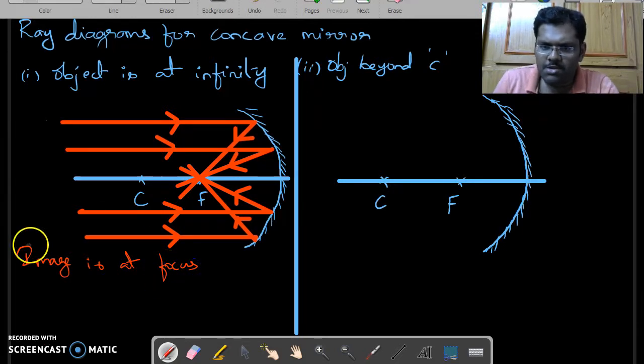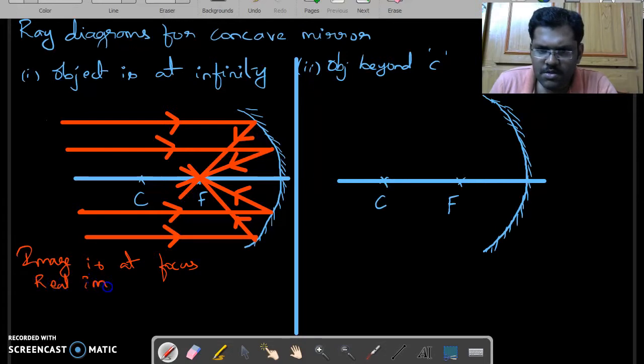The type of image we form here is real, inverted, and highly diminished.